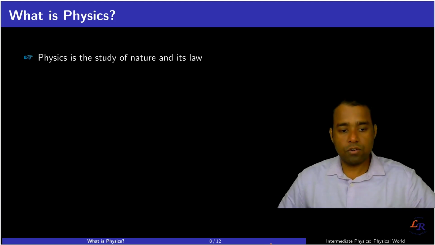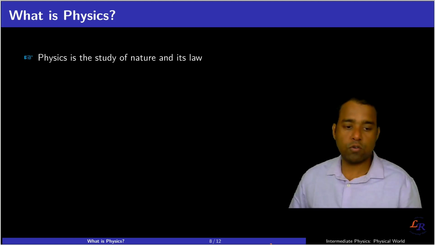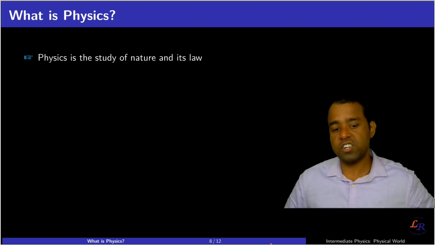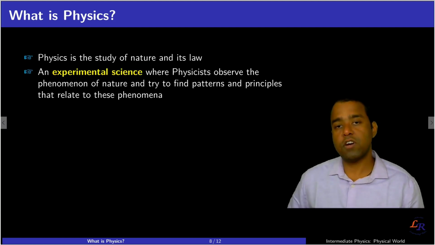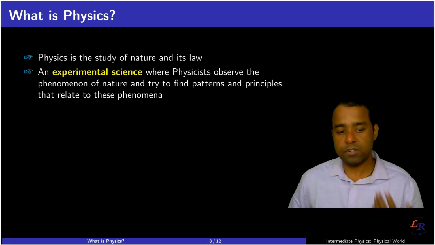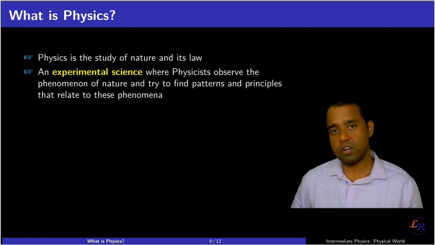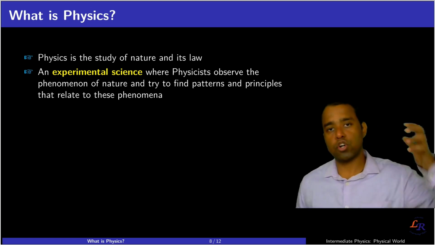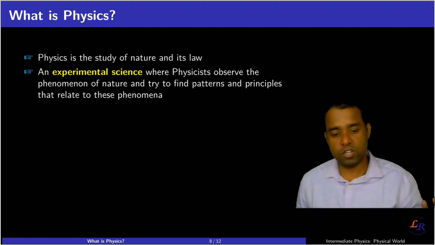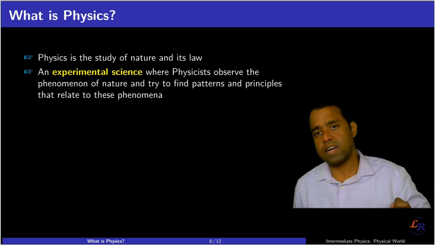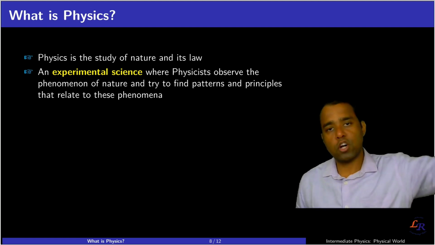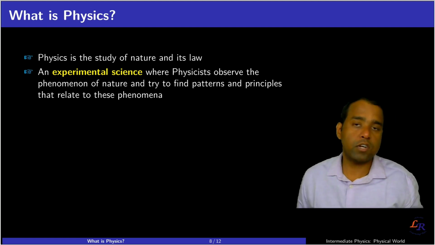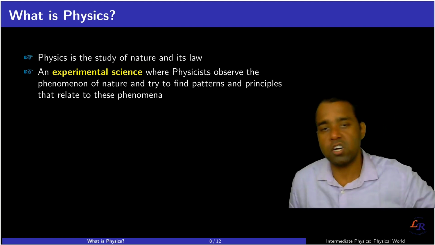So again, coming back to the very precise answer to the question, what is physics? Physics is the study of nature and its laws. It's an experimental science where physicists observe the phenomena of nature and try to find patterns and principles that lead to these phenomena. As I mentioned, for example, objects dropped from top to bottom always go down. So you try to find a pattern: what is happening when you drop it from different heights? What is happening when you drop objects of different masses?